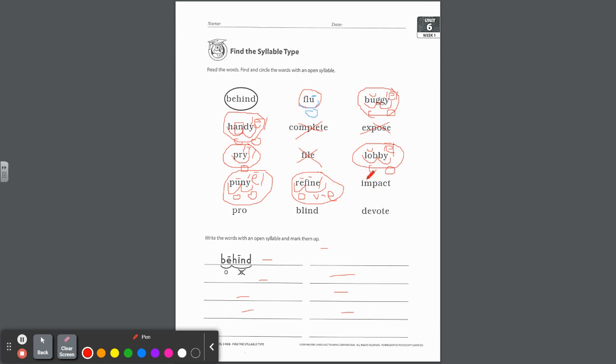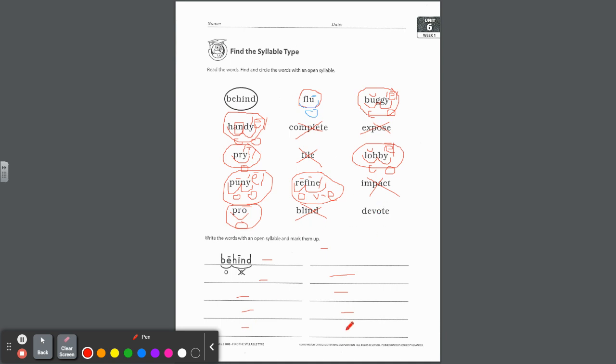Impact. I hear short vowel, short vowel. Nope, Xing that one off. We don't need to mark it. Pro. Oh, yeah. Pro is definitely circle it. It's one syllable. The O is long because it's opened. Nothing's closing it in afterwards. Okay. Blind. This is a closed syllable exception. IND, find, ind. That is not an open syllable.